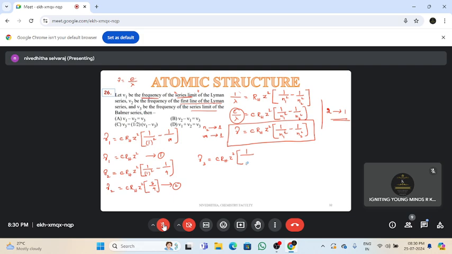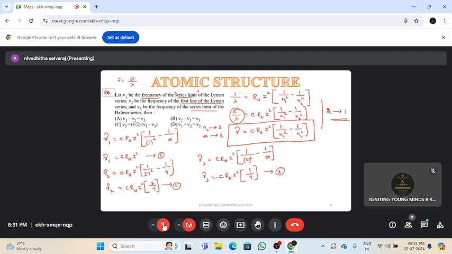Series limit of Balmer series is nothing but the last transition of Balmer series. So what is the last transition of Balmer series? Electron will be coming from infinity to second state, right? So the value of n1 is 2 square minus 1 by infinity. So 1 by infinity is 0. So nu bar, which is frequency, is equal to C into Rydberg constant Z square into 1 by 4. That's it. So this is equation 3.